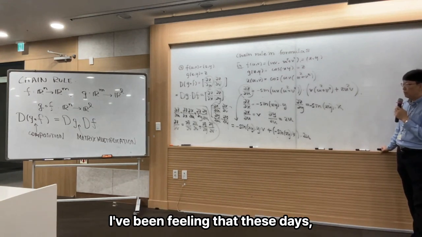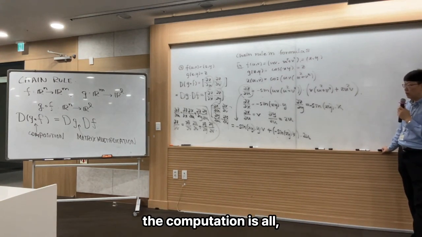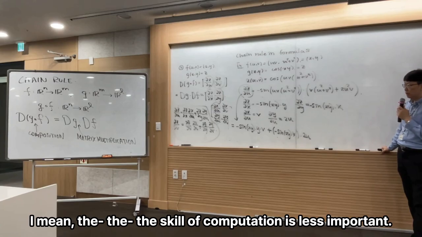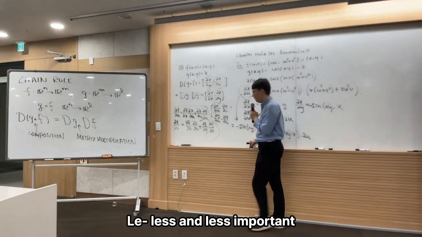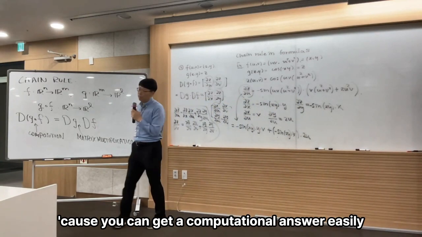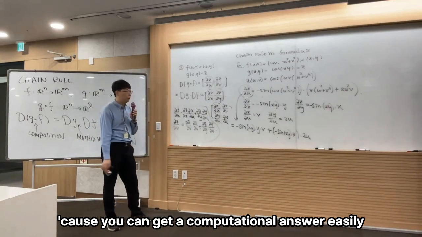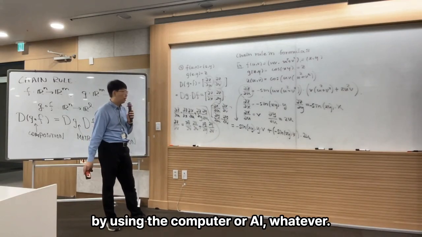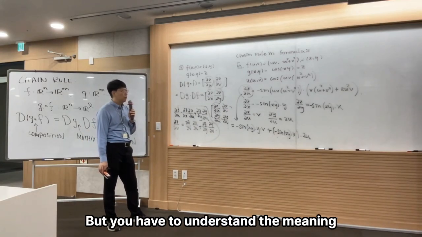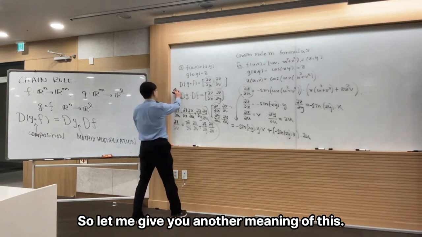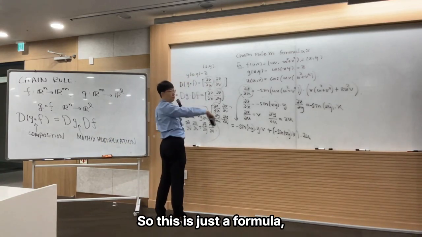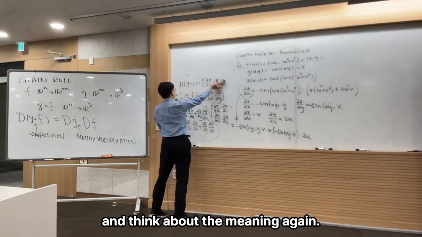So I've been feeling that these days the skill of computation is less and less important, because you can get a computational answer easily by using a computer or AI, whatever. But you have to understand the meaning of what's going on. So let me give you another meaning of this. This is just a formula. And think about meaning again.